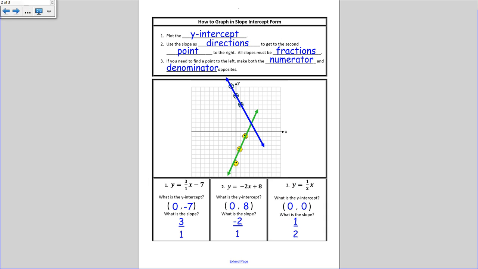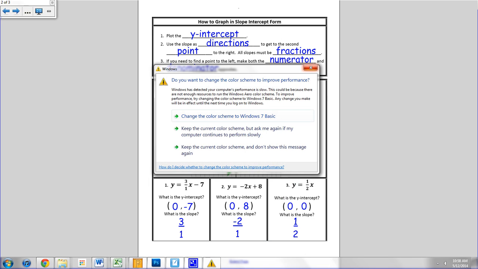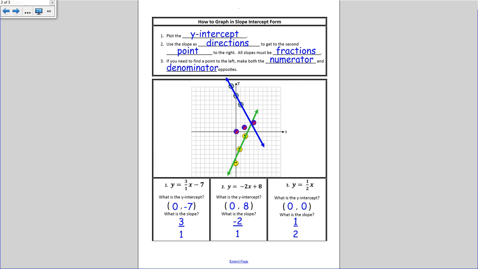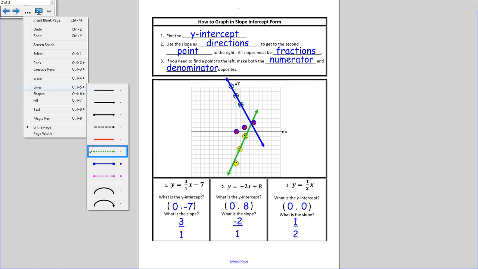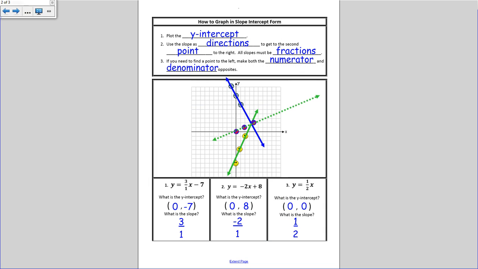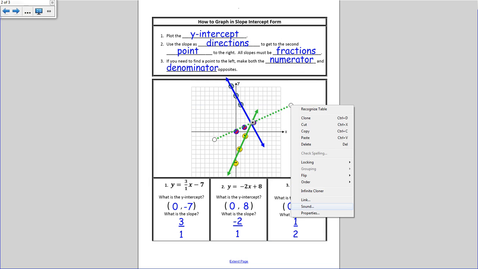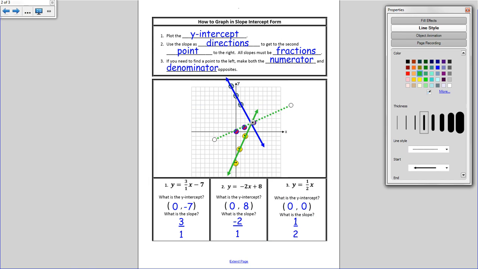So I'm going to my origin, plot the y-intercept first. I'm going to rise 1, run 2. Again, if you want to keep checking, rise 1, run 2. And then you just connect the dots. It always has to be a solid line. It always has to go in both directions, so an arrow in both directions.